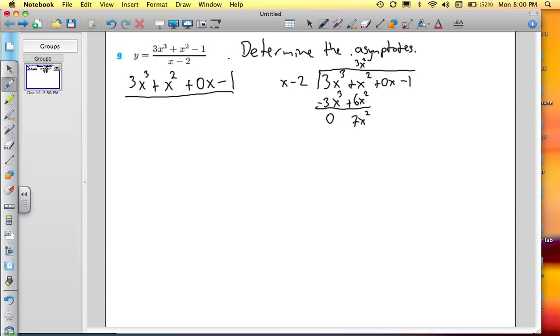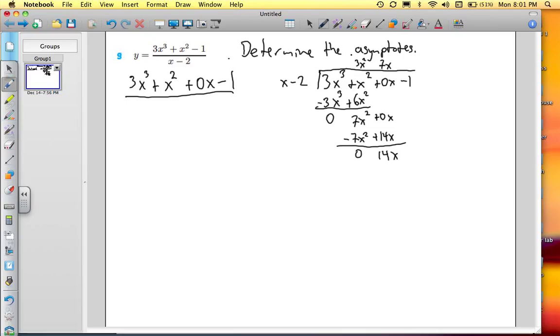So 7x squared, well, I'd have to multiply that by 7x. And we get 7x times x is 7x squared. Oh, I almost forgot. Bring down that 0x. And 7x times negative 2 is negative 14x. Okay, we're subtracting, so we add the opposite. And we end up with 0 again, and then that's a 14x.